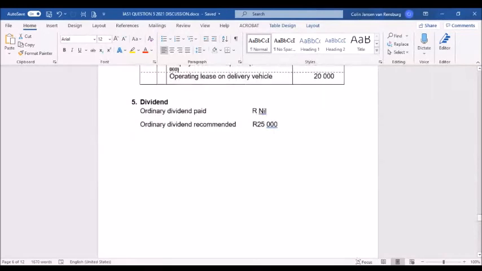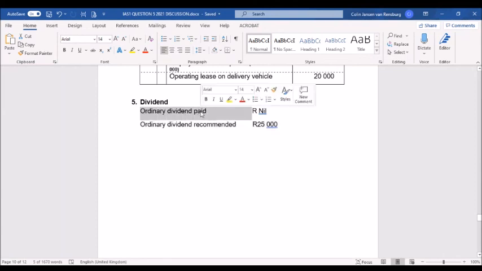A dividend note will say an ordinary dividend was recommended. So ordinary dividend recommended 25,000, so that the users of the financial statements are aware that it has been recommended, but that no distribution for that has been recorded yet, and no liability for that has been raised yet, right? And then also the amount that has been paid, we said there's a difference between a dividend declared and the amount that was actually paid. We're going to do that next term as well. That will then also be disclosed as part of that note.